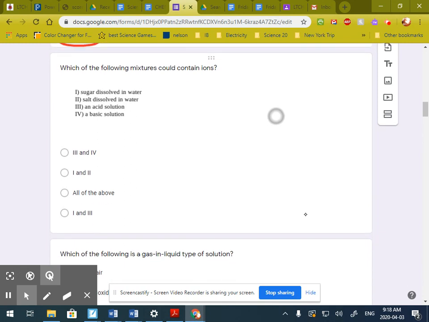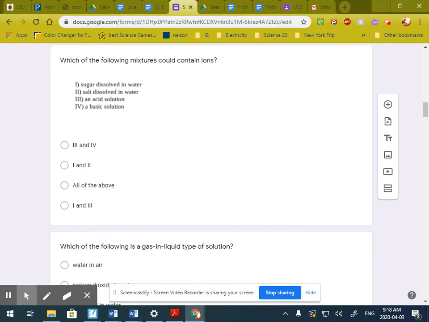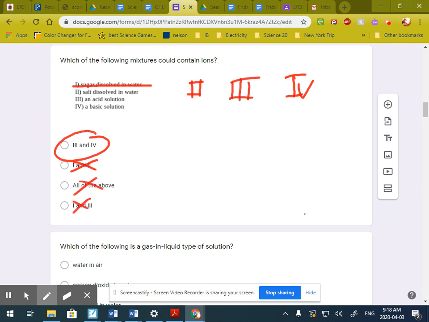Which of the following mixtures could contain ions? Sugars are molecular. They do not form ions. 2, salts dissolve and make ions. 3, acids can make ions. And 4, bases can make ions. So that could be right. That one can't be, that one can't be, and that one can't be. So the only one that's correct is 3 and 4. Yes, 2 is right, but the only possible correct choice is that first bubble.